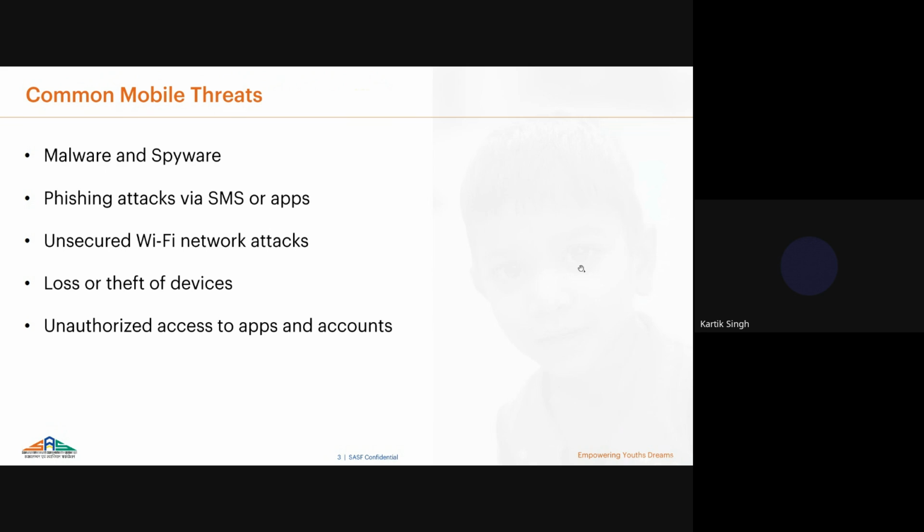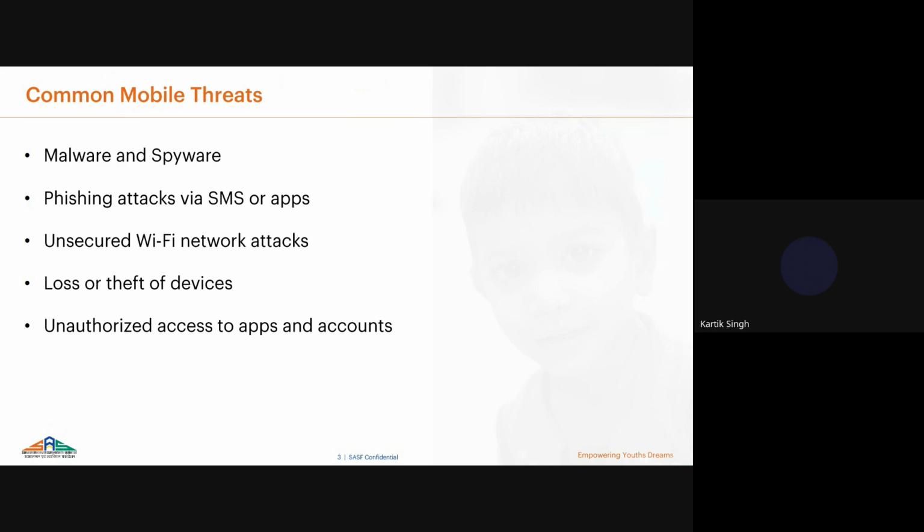Now, some of the common mobile threats that are present are malware and spyware, phishing attacks via SMS or apps, unsecured Wi-Fi network attacks, loss or theft of devices, and unauthorized access to apps and accounts. So malware and spyware are installed on devices to get access to the device, spy on the mobile device, and get data from it.